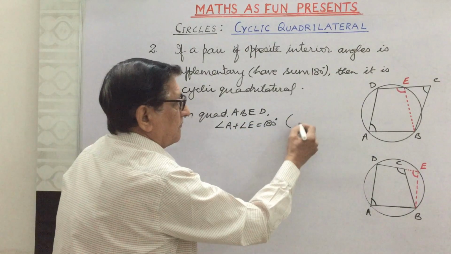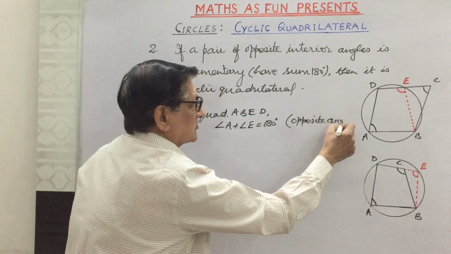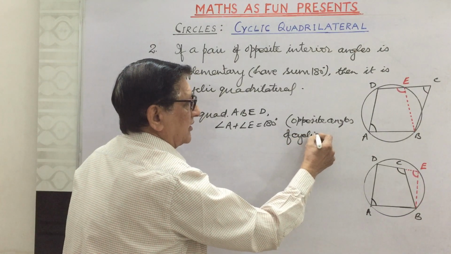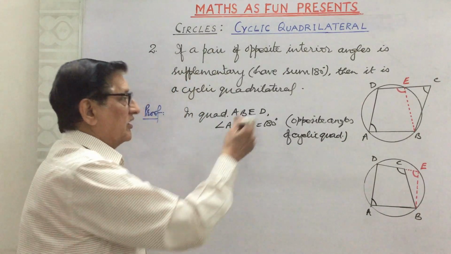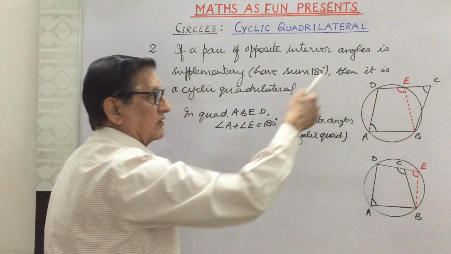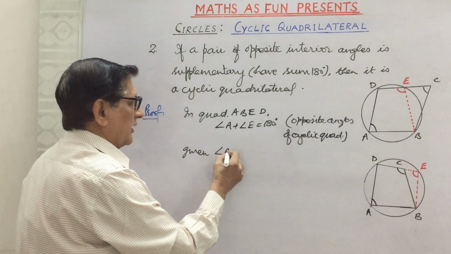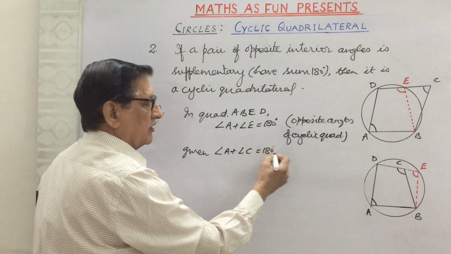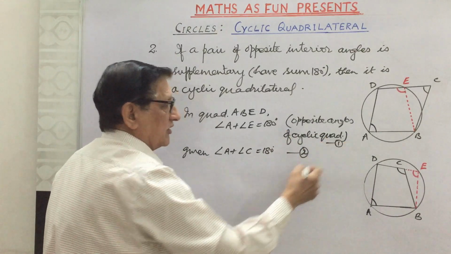The reason is opposite angles of cyclic quadrilateral. But we are given that angle A plus angle C is 180 degree. We can write here, given angle A plus angle C is equal to 180 degree. This is suppose 2 and this we can write as 1.